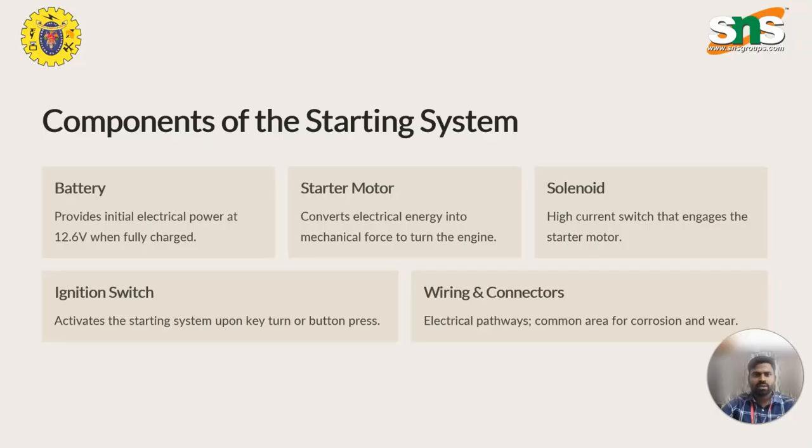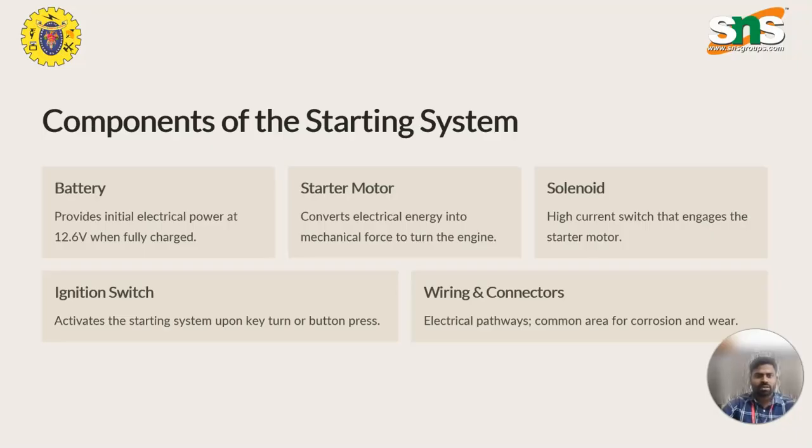The starting system includes a number of components in order to make the vehicle start. The major components of the starting system are the battery, starter motor, solenoid, ignition switch, and wiring and other connectors. Among these, the major component is the battery. In the previous lecture video, we discussed the maintenance of the battery system in the automobile. One of the importances of maintaining these components is that it enhances the performance and lifetime of each component in the system.